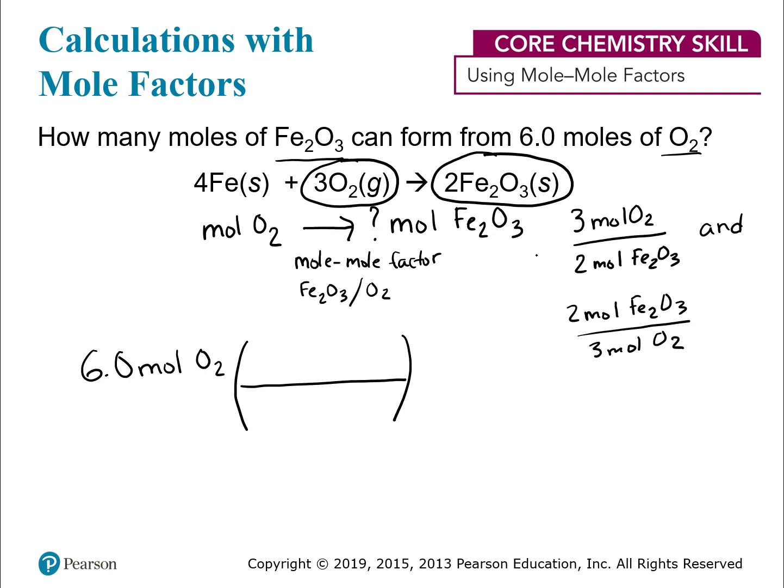Which one of these are we going to use in our equation if we're trying to go from moles of oxygen to moles of iron 3 oxide? A or B? We're going to use B. That way we cancel out the moles of oxygen and we're left with the moles of iron 3 oxide.